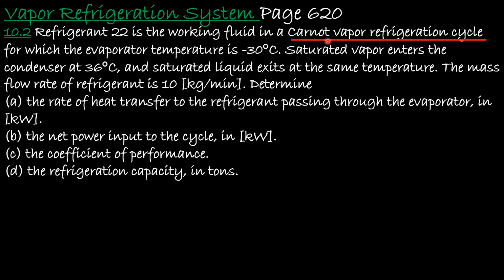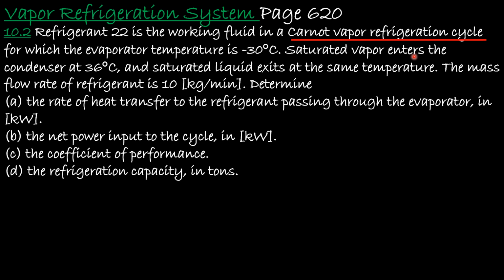Now, regarding the Carnot vapor refrigeration cycle, what does it mean? A Carnot vapor refrigeration cycle is a theoretical thermodynamic cycle that describes the most efficient way to create a temperature difference in a refrigeration system. This cycle is utilized as a model or reference for a refrigeration cycle that runs between a constant temperature heat source and sink. And this cycle is completely reversible.